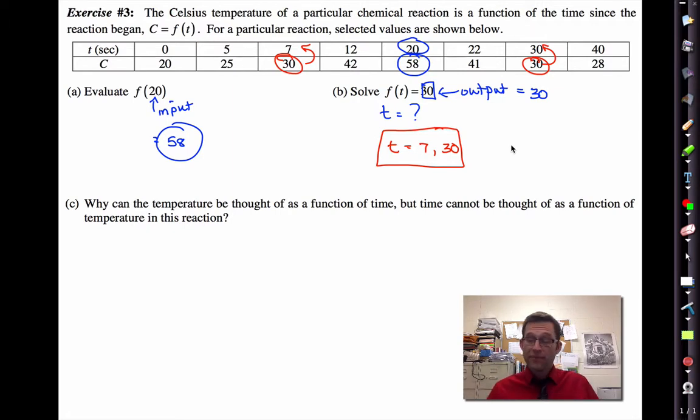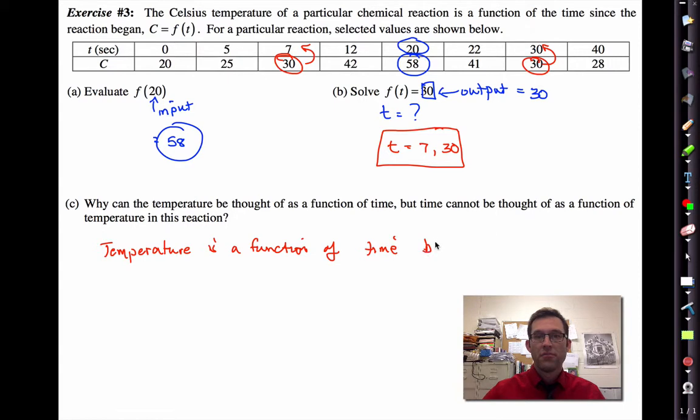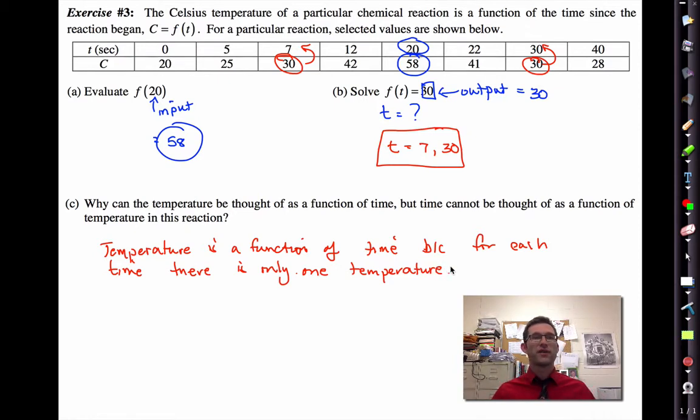How would you explain it? All right, well, let's take a look. Essentially, to explain this, we just have to spit out the definition of a function. Watch. Temperature is a function of time because for each time there is only one temperature. And that makes sense. I mean, we're talking about a chemical reaction here. If I measure the temperature when T is equal to 12 seconds, I can't get two values. There's only going to be one value.